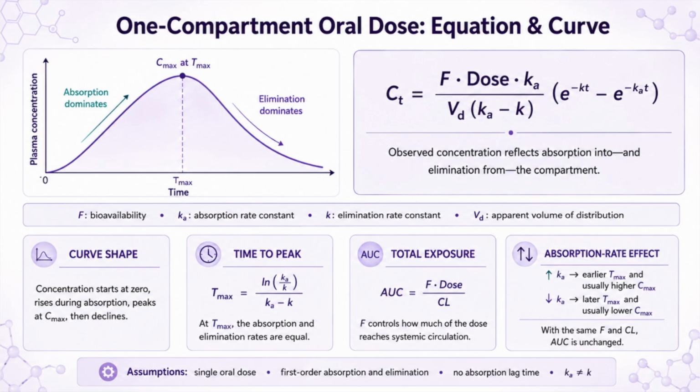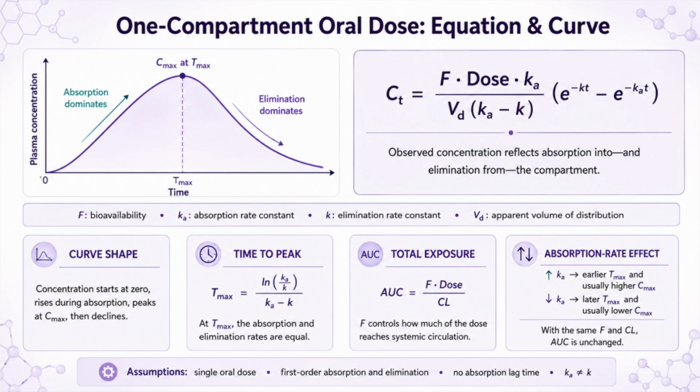Ka is the absorption rate constant, while K is the elimination rate constant. At time 0, the predicted systemic concentration is 0. It then rises as absorption delivers drug into the compartment. At Tmax, the rate of drug entering systemic circulation is equal to the rate of drug leaving through elimination. This produces Cmax. Tmax can be calculated as the natural logarithm of Ka divided by K, divided by the difference between Ka and K.